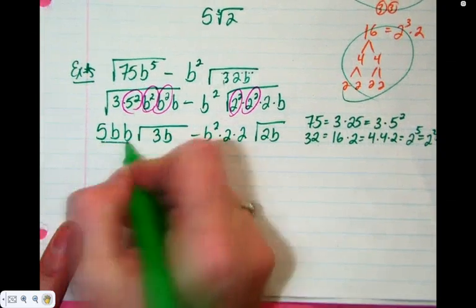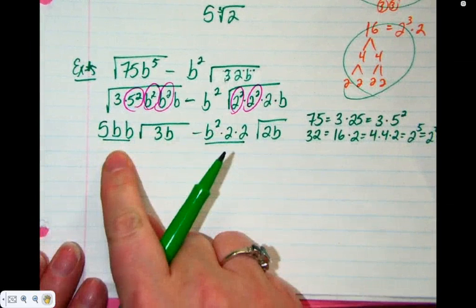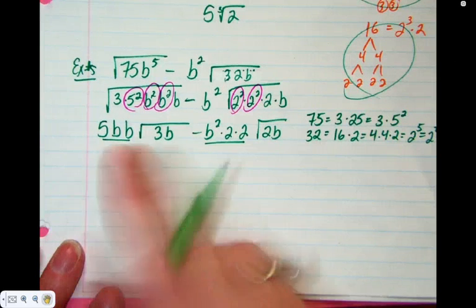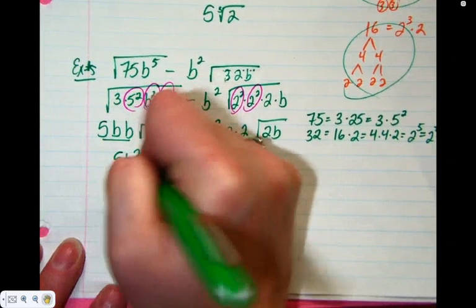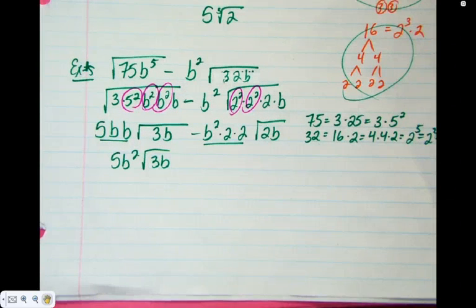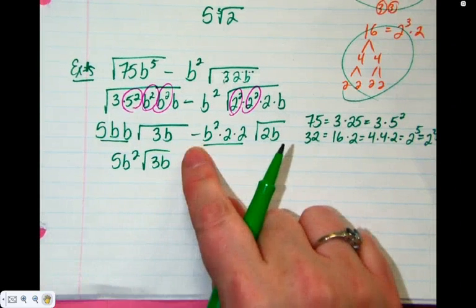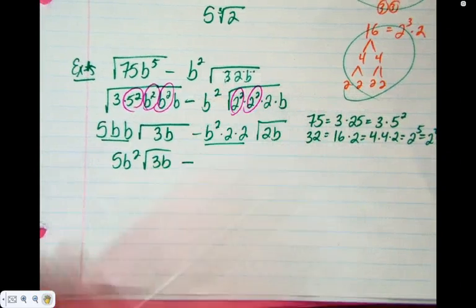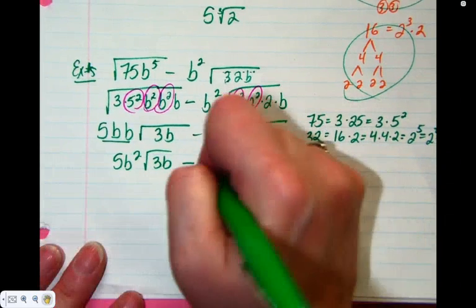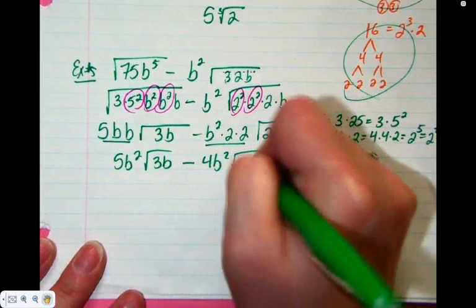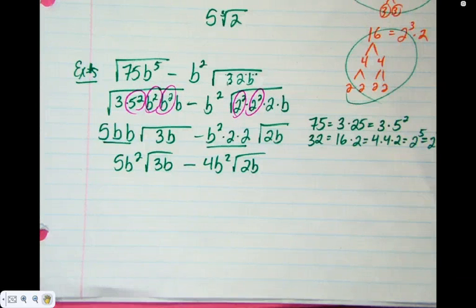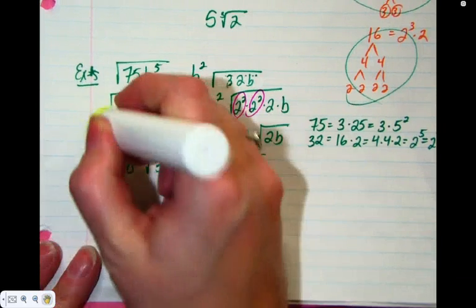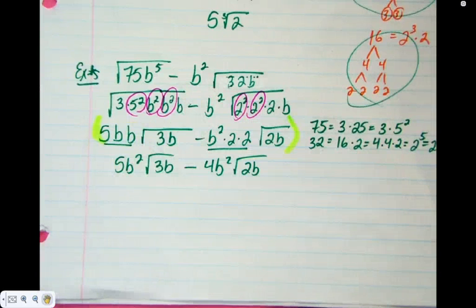And now I'm just going to simplify the two coefficients. A 5 times a b times a b, 5b squared. If you wanted to jump right to that, that's fine. And here I have a negative b squared times a 2 times a 2. Negative 4b squared, and I have my 2b left. I'm just going to kind of bracket this step. If you don't want to show that step, that's A-okay.